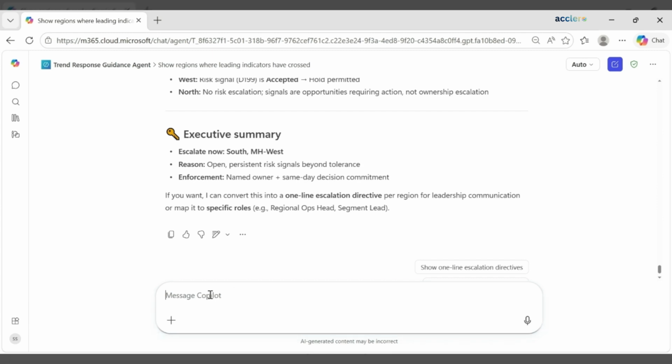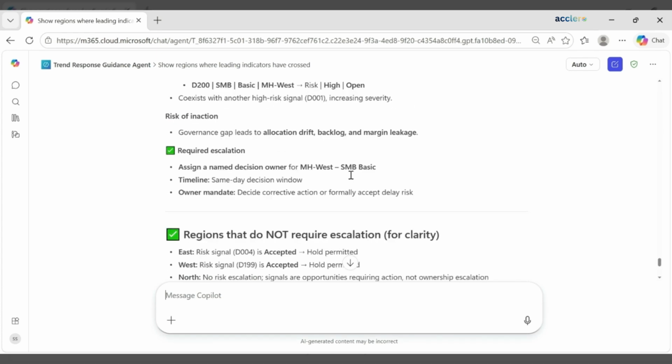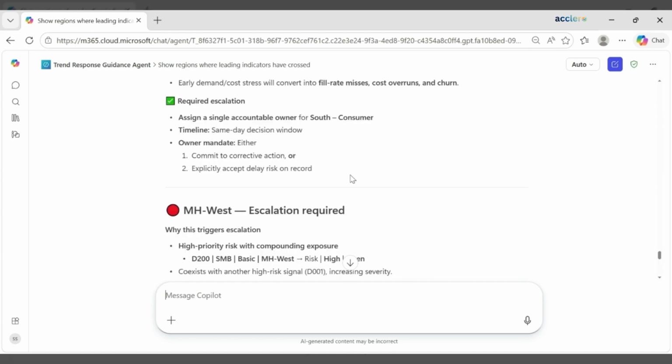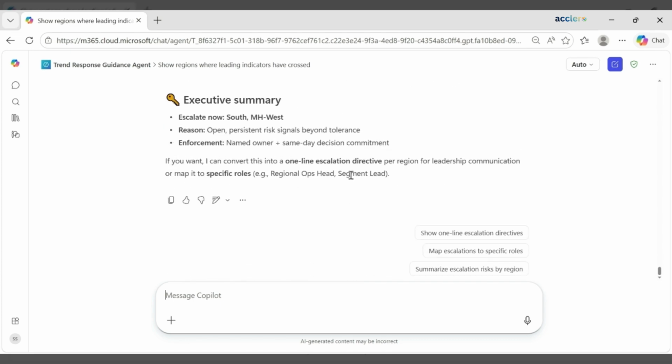By enforcing decisions at the moment the trend persists, this agent eliminates delays, ensures ownership, and improves execution speed. Instead of reacting to outcomes, teams can now act proactively and capture opportunities earlier.